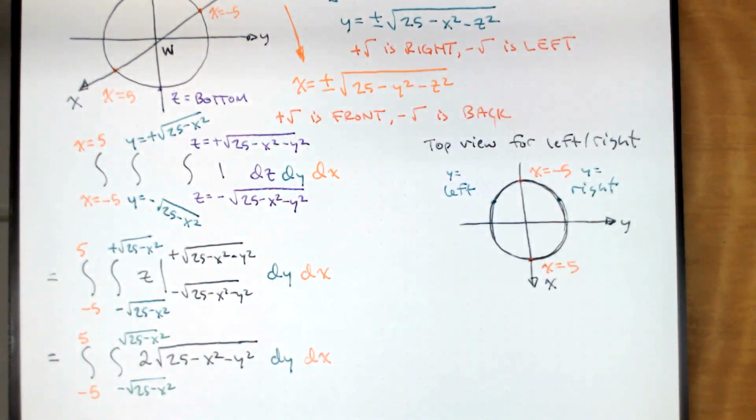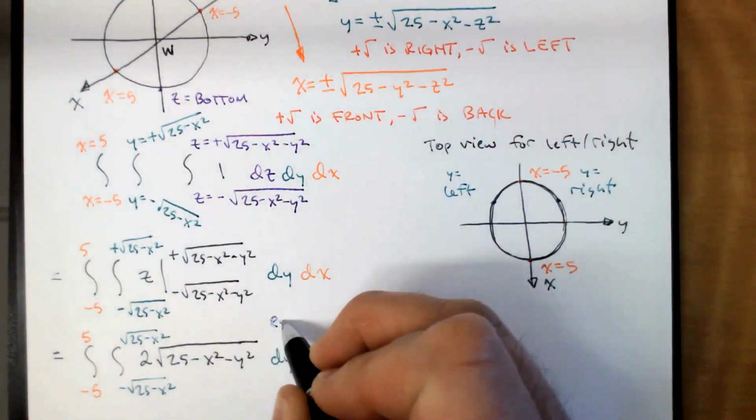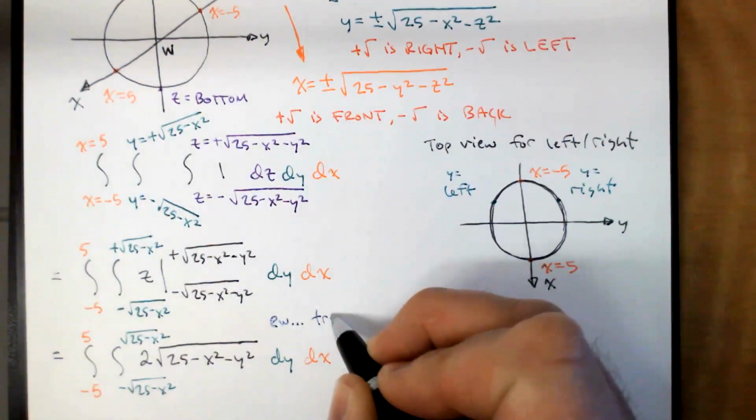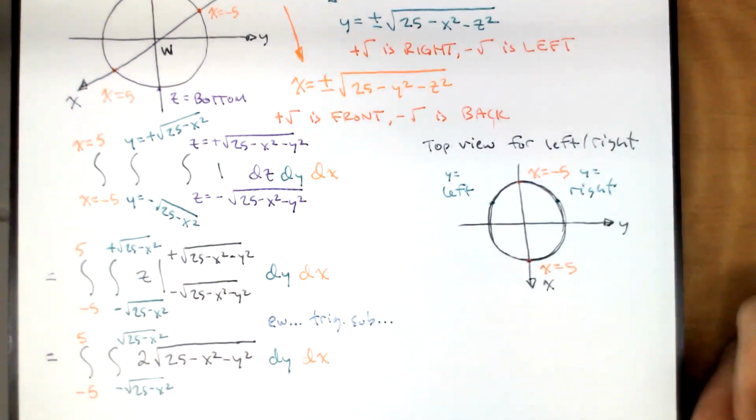Z evaluated from the bottom to the top will be a plus square root minus a negative square root, minus because of the definite integral. So square root plus a square root, we get 2 square roots. Oh, wait, that's not correct.